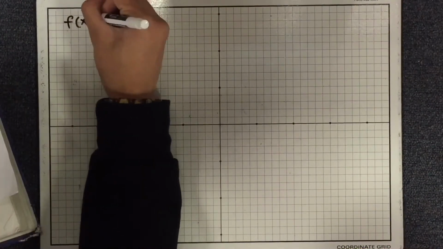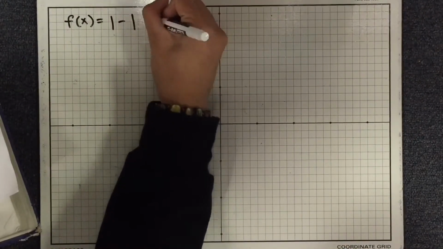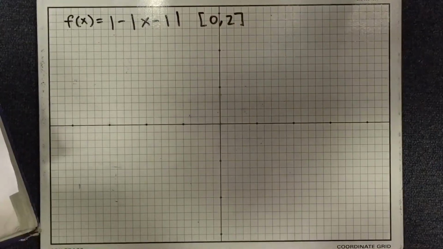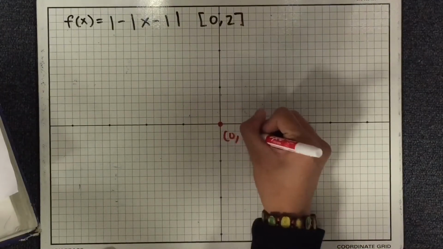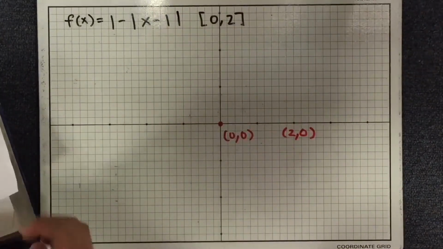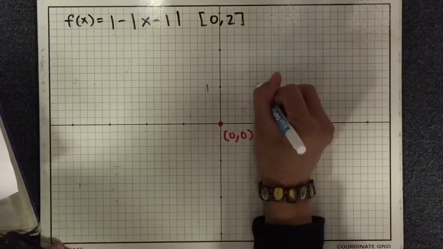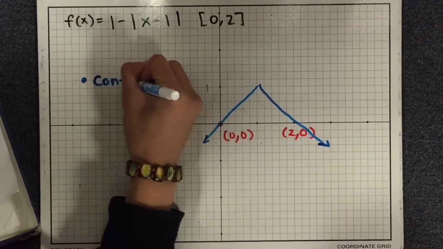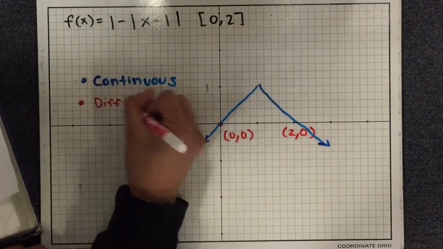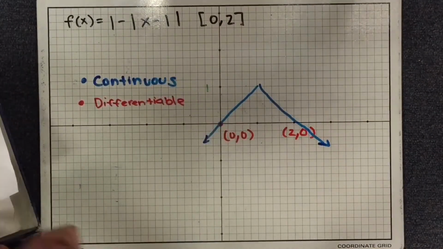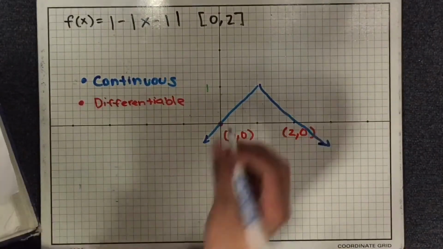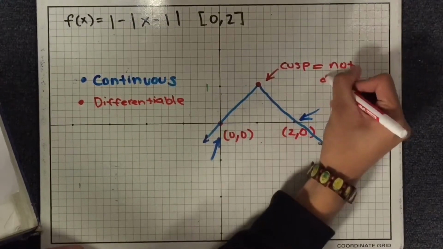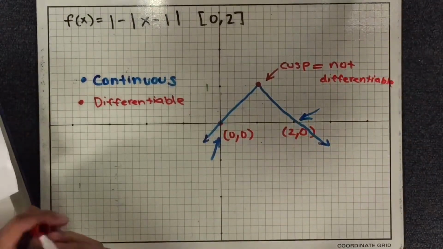The next problem is f of x equals 1 minus absolute value of x minus 1, from 0 to 2. Next, graph the function. After you graph the function, you should see if the function is continuous and differentiable. In our problem, it shows that the function is continuous at a and b, where a equals 0 and b equals 2, but there is a cusp at x equals 1.